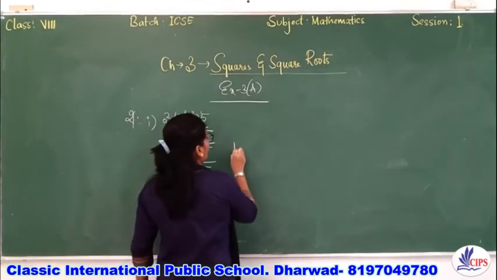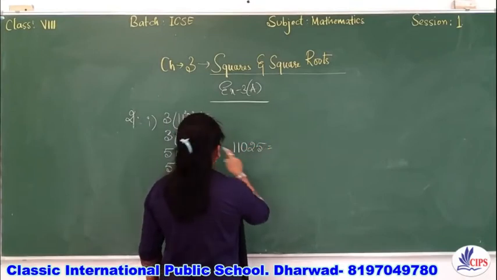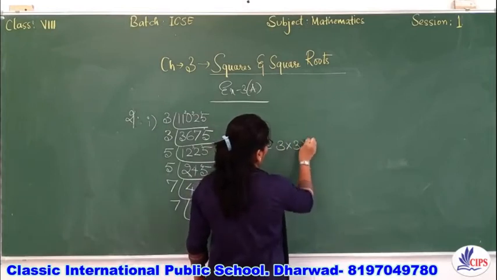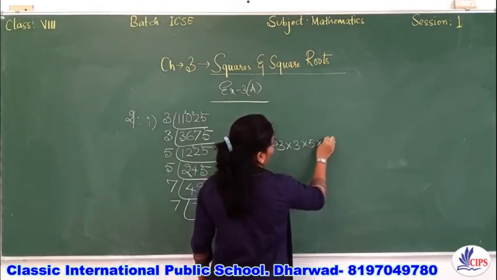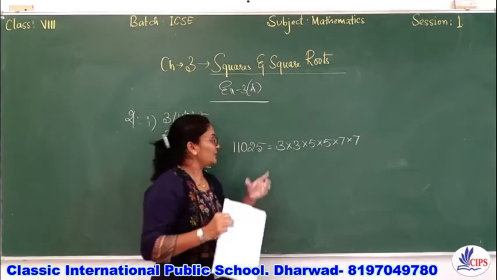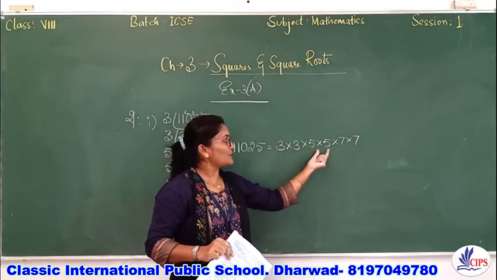Now we'll write the given number, that is 11,025, and we'll write down all the factors whatever we have got. That is 3 into 3 into 5 into 5 into 7 into 7. If the given number is a perfect square, we get the factors like this. That is, same numbers we get.